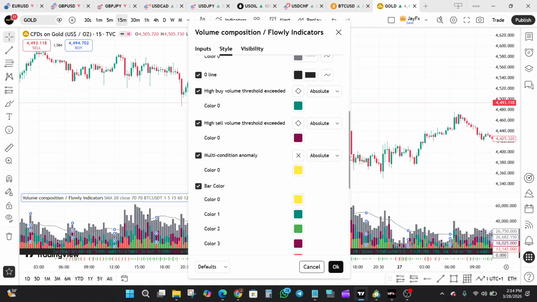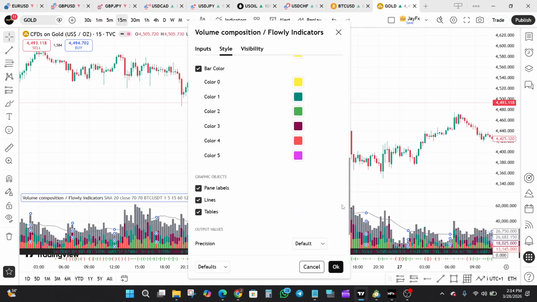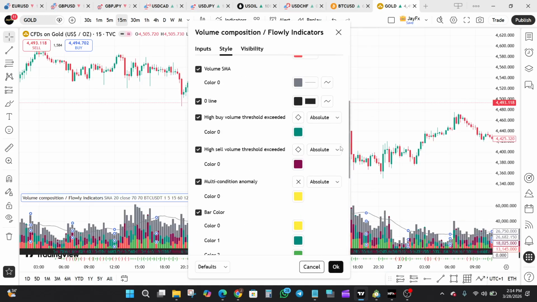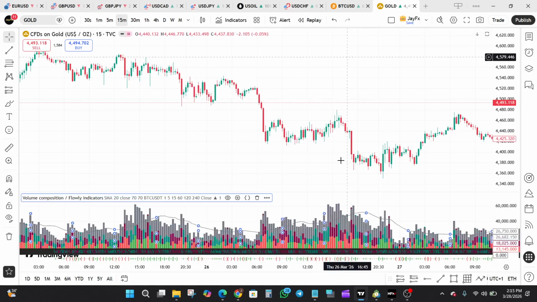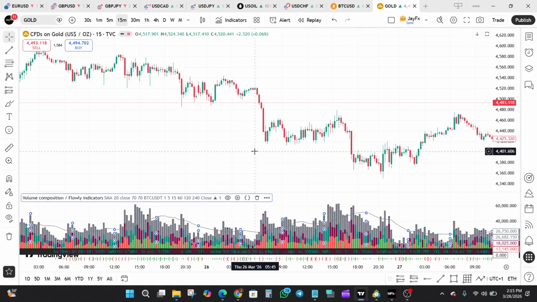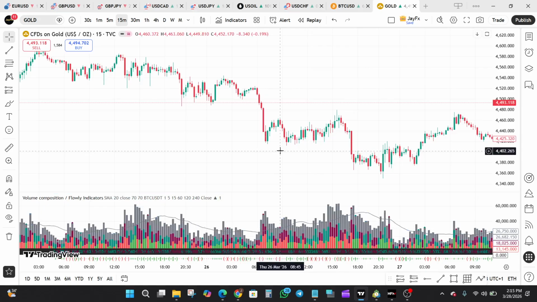And then, so yeah, these are the different colors for the bars. So the high buy volume, we have this sort of dark green, and the high sell volume threshold, we have the magenta or the maroon color. So now let us compare with what the price is saying.